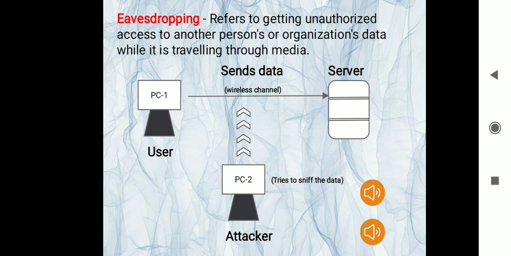Now just as the data travels from PC1 to the server in the form of signals, the attacker sitting by PC2 tries to spy on the data without any legitimate permission from the user sitting by PC1. This is eavesdropping done by the user sitting at PC2.